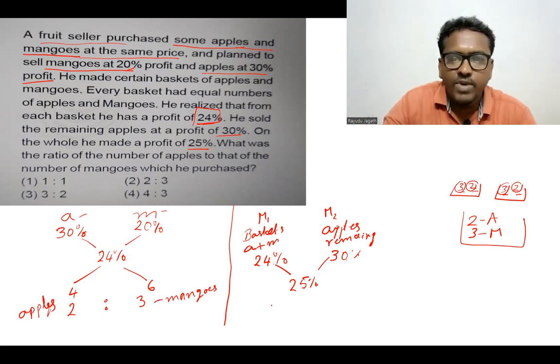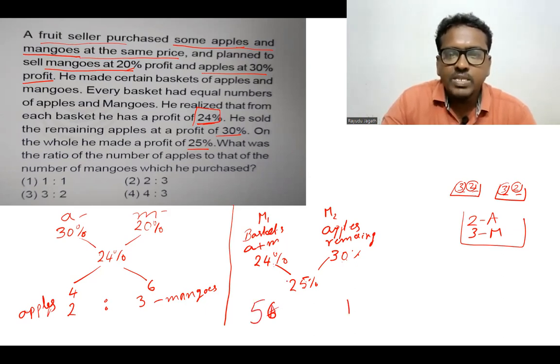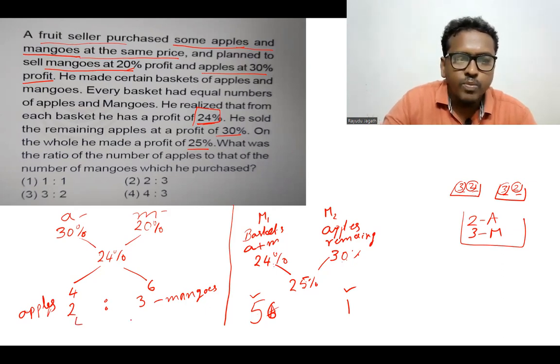30 minus 25 is 5, and 25 minus 24 is 1. So that means the baskets contain 5 parts, and the remaining apples contain 1 part. In these 5 parts, what is apple and what is mango? You observe, 2 plus 3 is equal to 5.